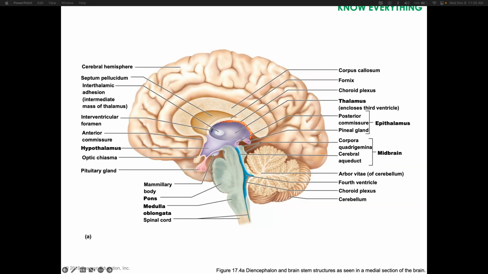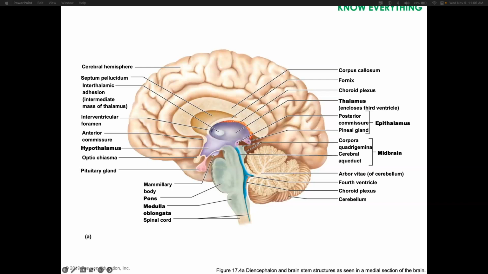The cerebral aqueduct is a region where the cerebrospinal fluid flows and then pulls into the fourth ventricle. The choroid plexus is a group of cells that produce cerebrospinal fluid. The arbor vitae of the cerebellum is the white matter of the cerebellum. Arbor vitae means tree of life. If you look at it here, it looks like a tree.